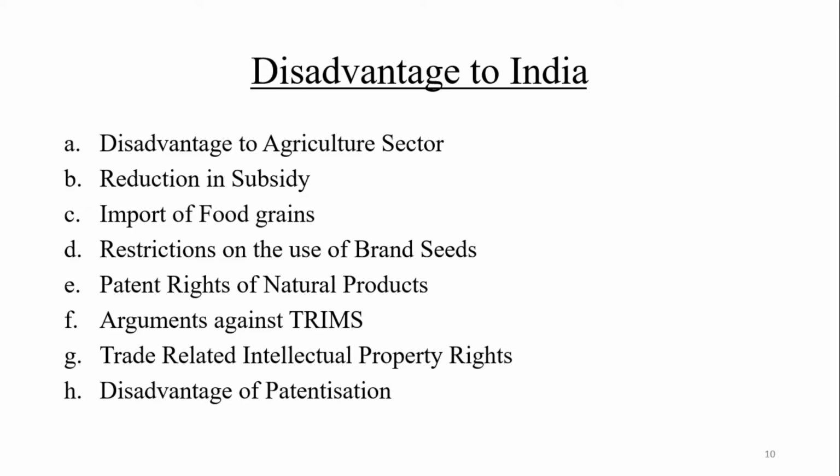First is disadvantage to the agricultural sector. It is apprehended that by including agriculture in the GATT or WTO, Indian farmers will become dependent on multinational companies for improved seeds and agricultural technology. The farmers will not be able to save better seeds for their crop and will be compelled to buy at high rates insecticides, fertilizers, agricultural machinery, etc. from multinational companies every time.